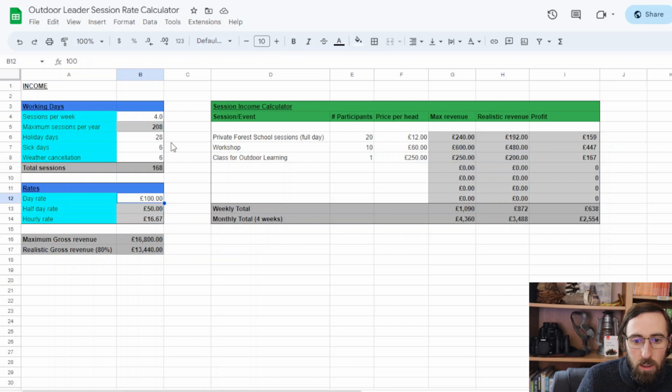So if we set at about £100 a day, if we charge £100 a day, we will make gross revenue somewhere in the region of 16,800 a year. Now that seems like an awful lot, but it's worth remembering at this point we haven't even started on the subject of overheads, expenses, and taxes, and so on.